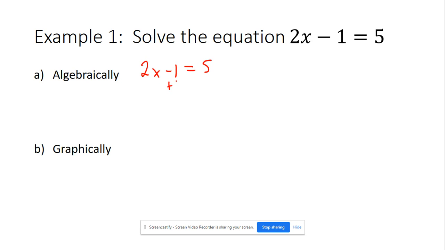To do this, we're going to add 1 to both sides. 2x equals 6, and this is 2 times x, so we're just going to divide by 2, and we have x equals 3. Simple enough. Now, the other way that we can solve this, I would never recommend that you solve this equation graphically because this is easy enough to do algebraically, but there is a way that we can solve it graphically, and here's how we do it.